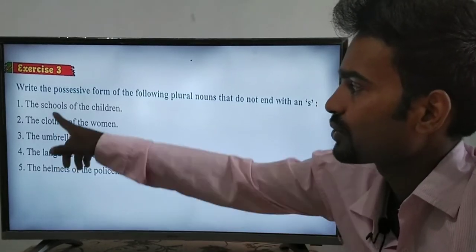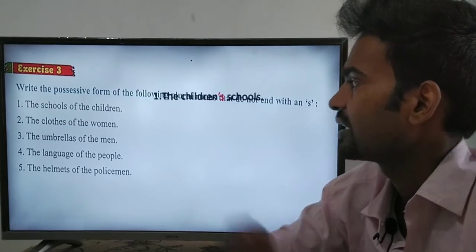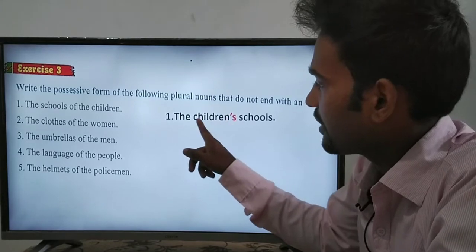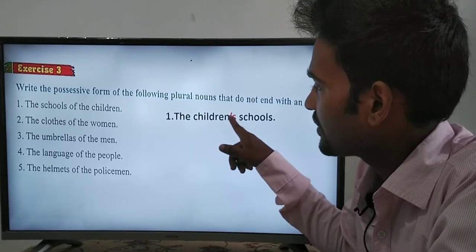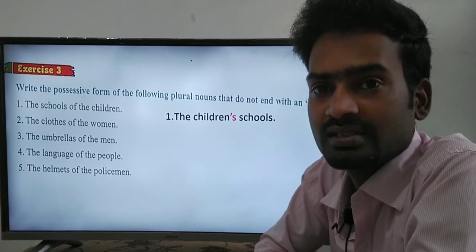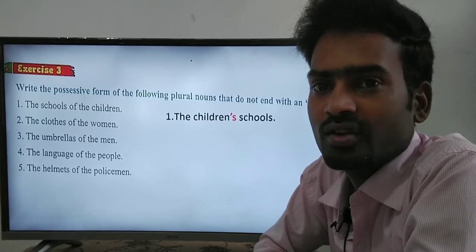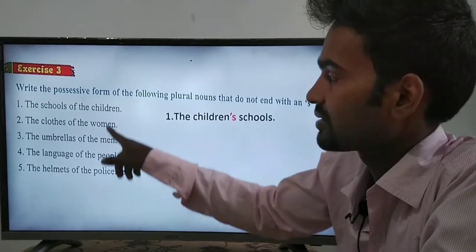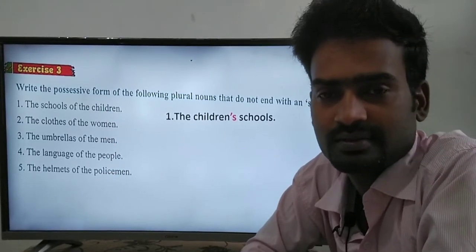See here, the schools of the children. The schools of the children. We have to write the children's schools. Why? Because the children is already a plural. We have to add apostrophe and then s to make it a possession form, as we have done in the singular form.